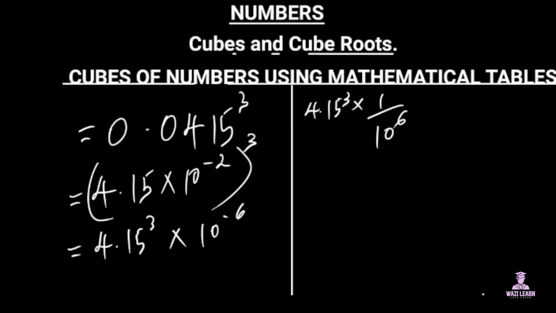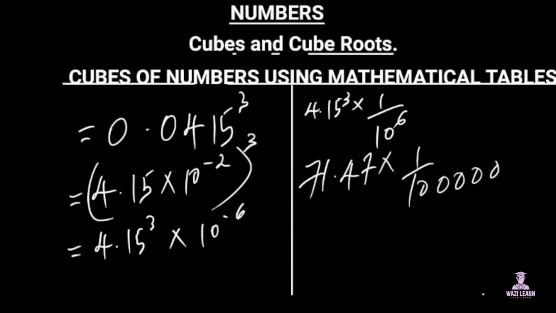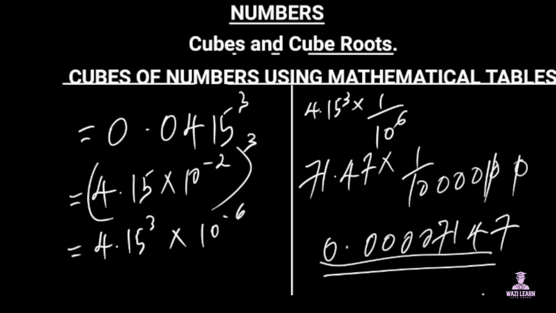Using your mathematical table, you go to 4.1, and then you move across up to where it intersects with 5. So it will be 71.47, if I'm not wrong. Times 1 over, this is just 1 million. So the decimal point will move 6 steps forward. The 2 zeros will move the decimal point out, and then you add the digits 1, 2, 3, 4. So that is our answer.